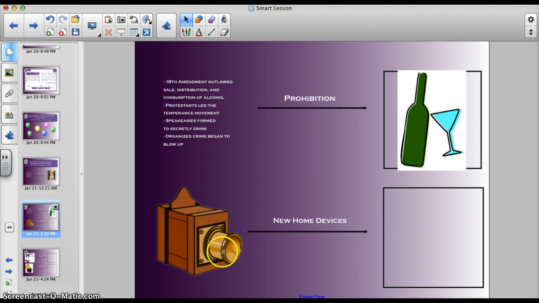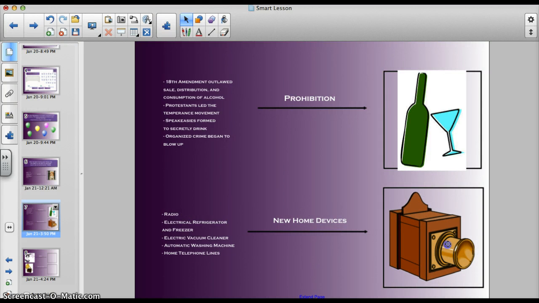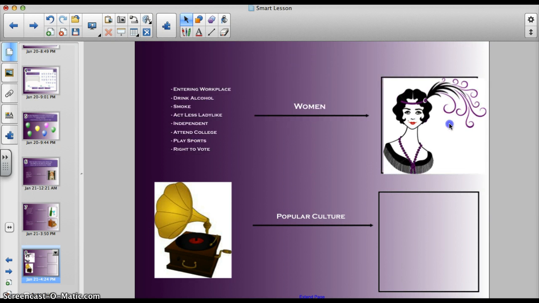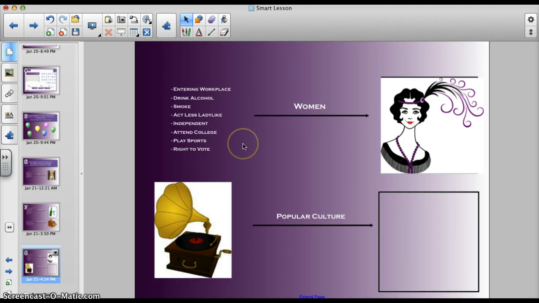Same thing again with new home devices. This is hopefully the new home devices that were becoming popular during the 1920s. So you can look over radio, electrical refrigerator and freezer, electric vacuum cleaner, automatic washing machine, home telephone lines. They were all becoming popular in the 1920s. And then the last slide just has 2 more. Women obviously had such a dramatic change in the 1920s, so the students can come, drag over, see what life was like to be a woman in the 1920s and how things started to change for them.